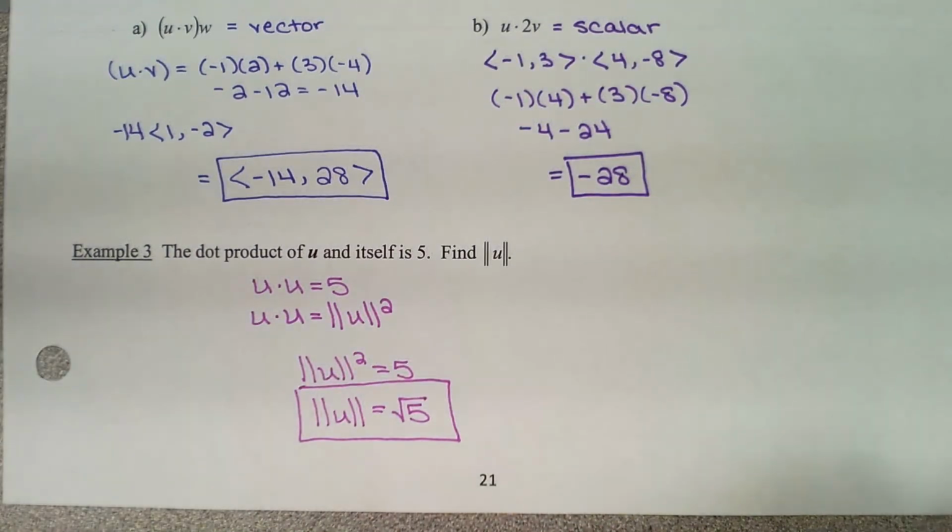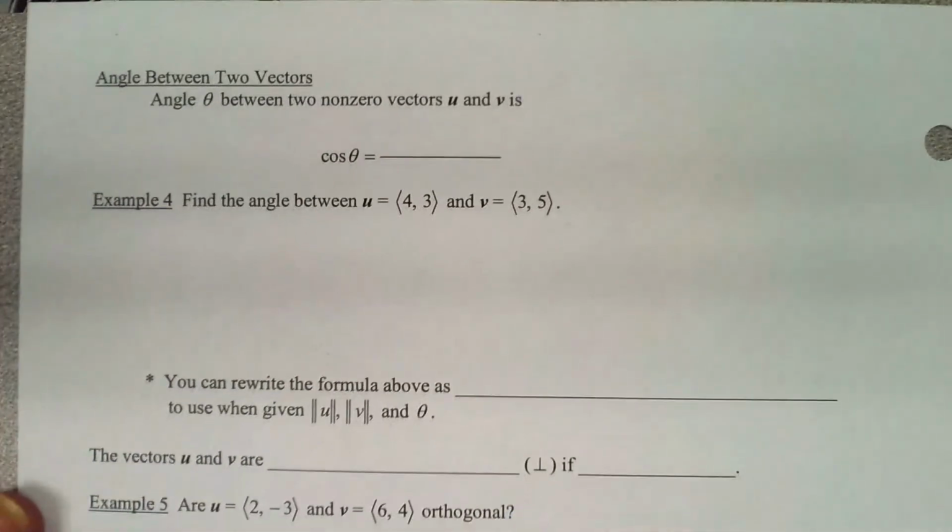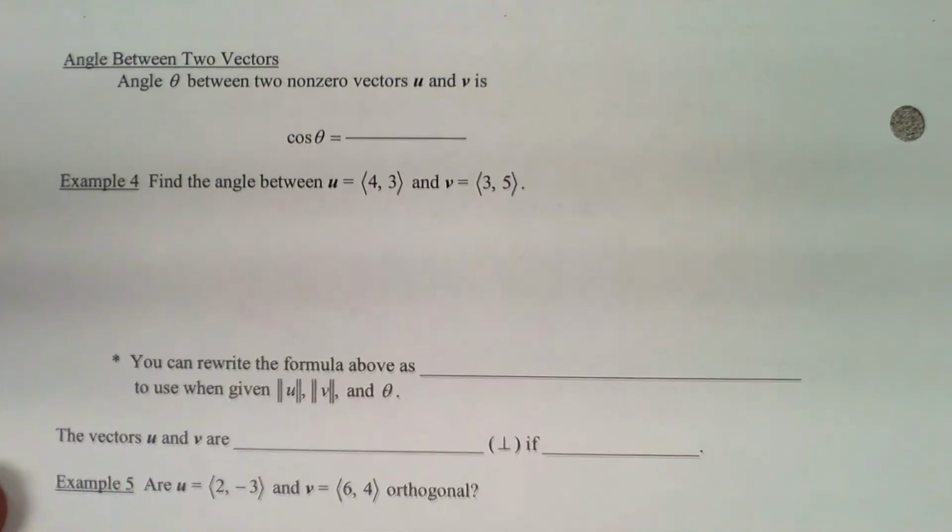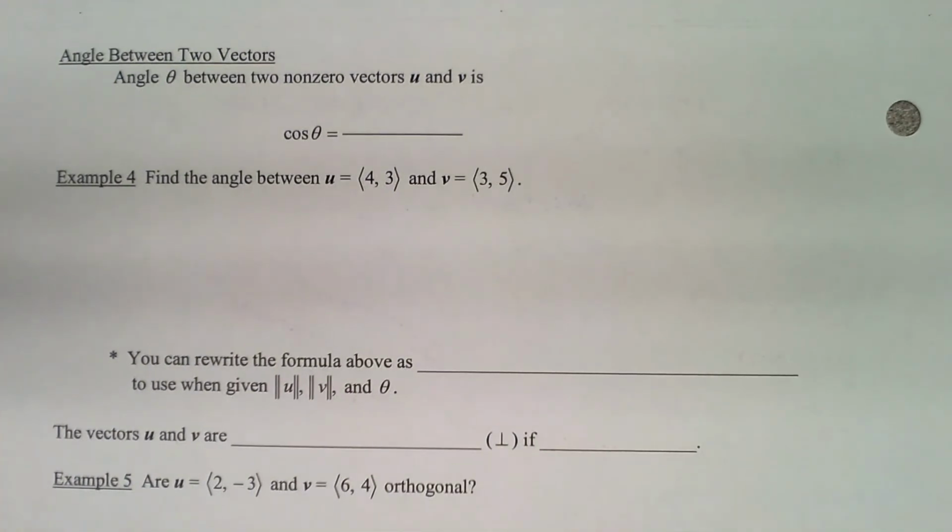All right, flip on over to the back side. Here we are going to look at finding an angle that is between two vectors. In the last lesson, you were able to find the angle that a vector made with the positive x-axis going counterclockwise. What we're going to look at today is an angle that happens in between two vectors.